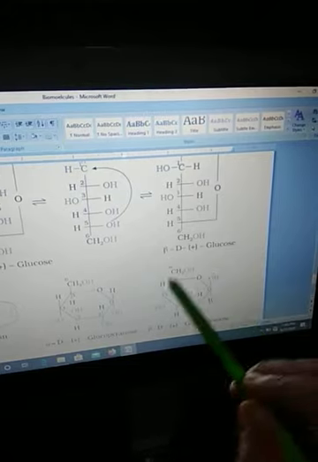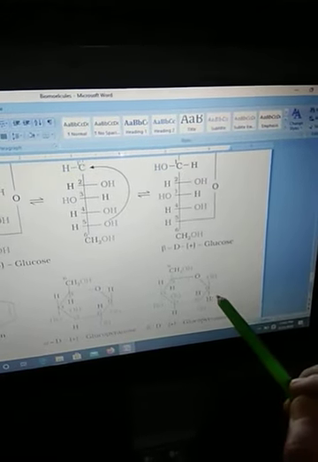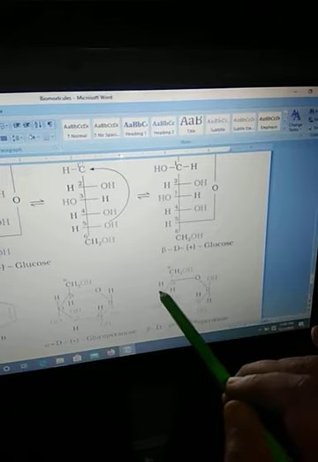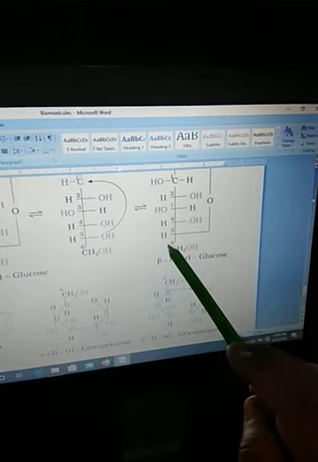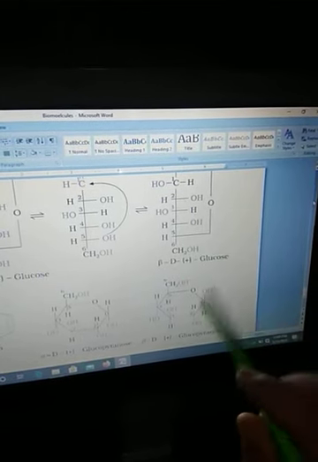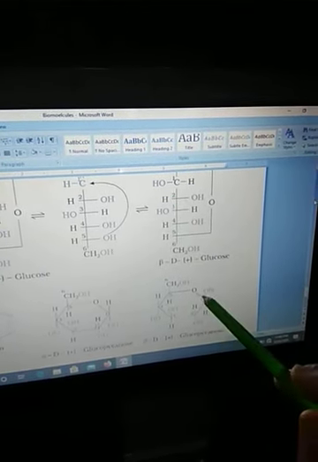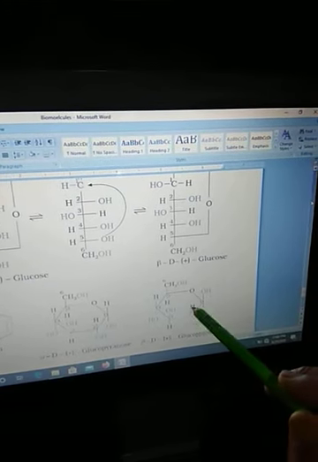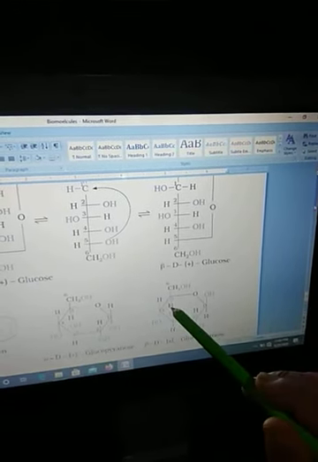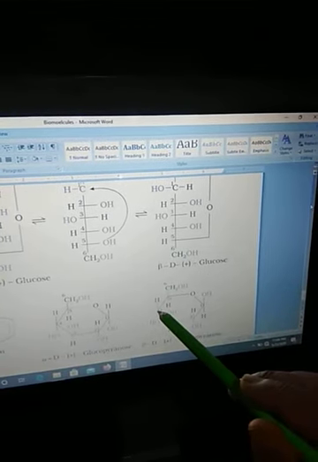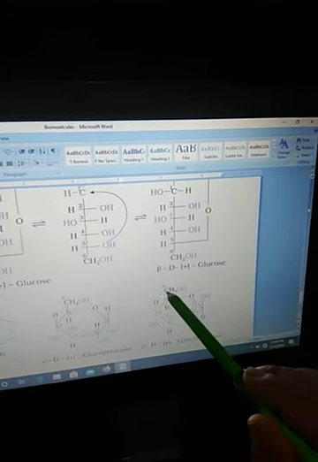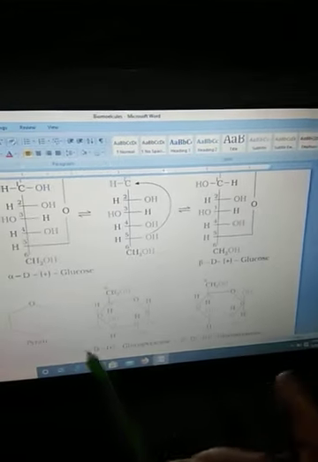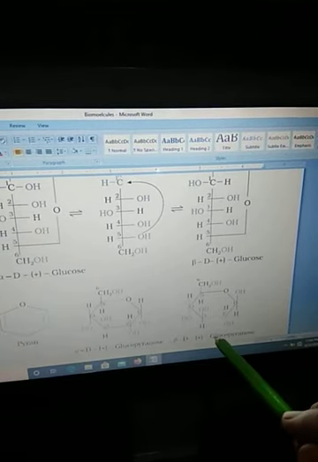Now in case of beta D glucose, once again we'll draw the 6 membered ring with oxygen at 1, and we'll give the carbon numbers 1, 2, 3, 4, 5. After that, again we'll see this side of the group is written up and this side is written below. So at carbon number 1, OH up, H down. At carbon number 2, H up, OH down. At carbon number 3, OH up, H down. And at carbon number 4, H up, OH down. Now in the last case, as I said, CH2OH is written up and H down. So this we call alpha D glucopyranose and beta D glucopyranose.